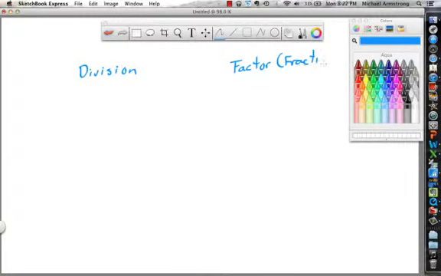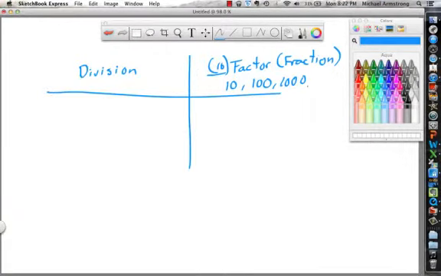A factor fraction of 10. 10 is what we're looking for, or 100, or 1,000. Okay, so these are our two different methods, and if we just grab a couple of problems. 1/8.